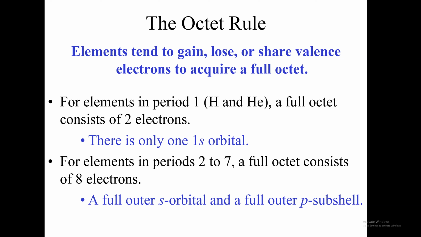However, for elements in periods 2 to 7, the full octet is going to be 8 electrons, and they're going to fill up the s orbital and also their p orbital. So you end up getting 2 for the s orbital and 6 for the p.